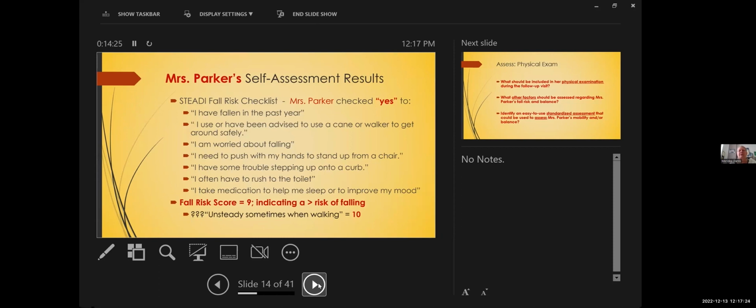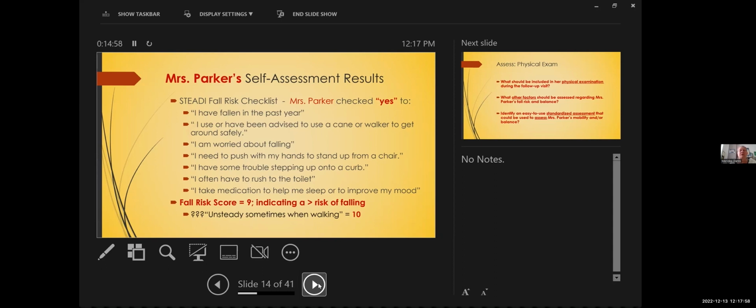The STEADI fall risk checklist asks, have you fallen in the past year? She has, multiple times. I have been advised to use a cane or a walker, and she uses a 4-wheeled walker. I'm afraid of falling. Yes. I need to push my hands to stand up from a chair. She does. I have trouble stepping up on a curb. I often have to rush to the toilet, and I take medication to help me sleep or to improve my mood.